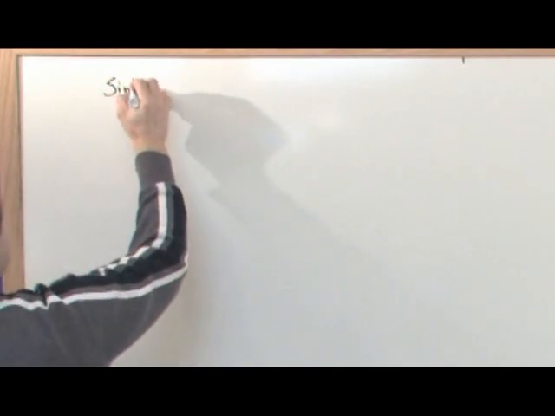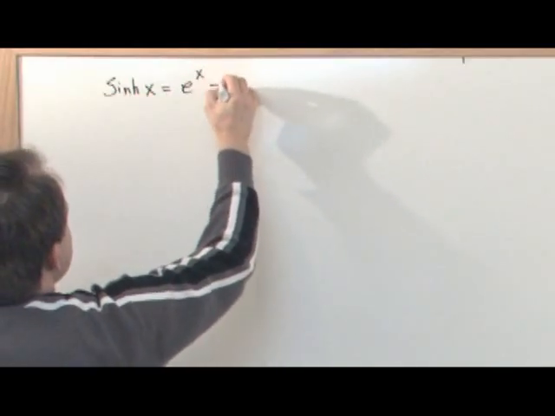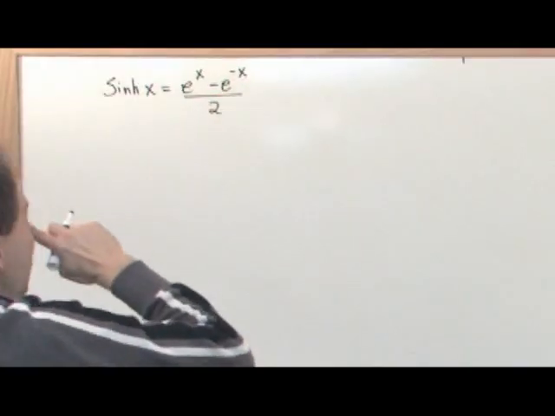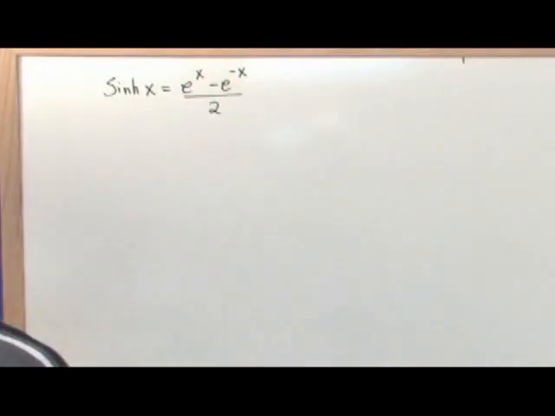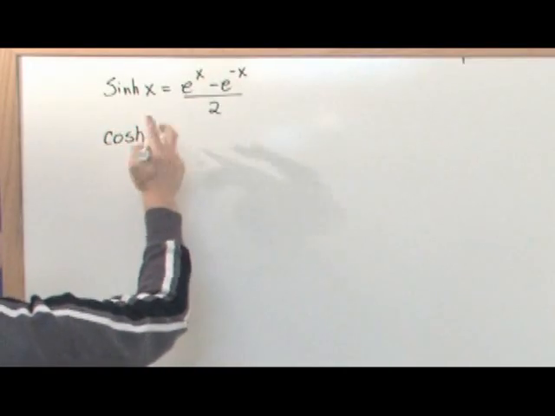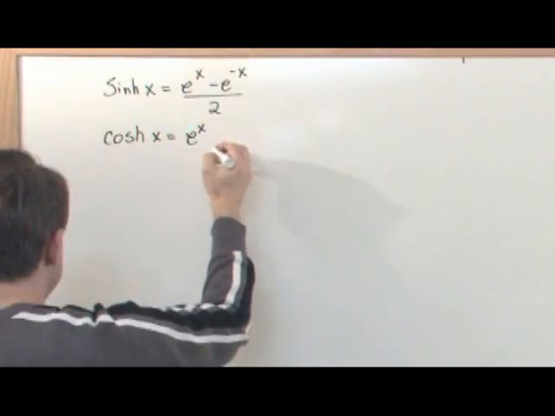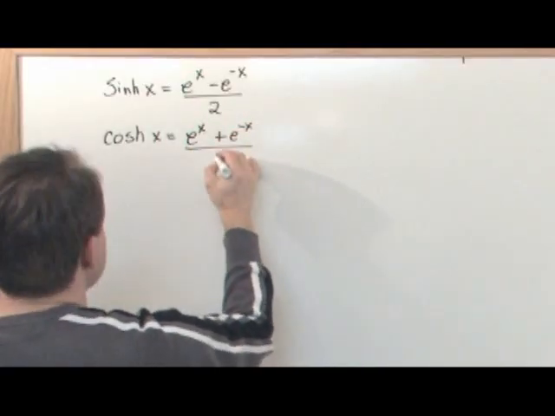The hyperbolic sine of a number is e to that number minus e to the negative x, over 2. If you take a number and plug it in here, you will be evaluating what we call the hyperbolic sine. The hyperbolic cosine, C-O-S-H, is a very similar function. It's e to the x plus e to the minus x over 2.